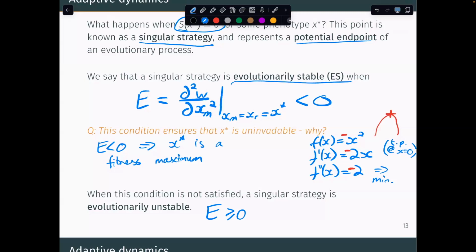Intuitively, we might expect that something that is evolutionarily stable would be an endpoint of evolution. Once you get there, you can't increase your fitness anymore. You're kind of stuck there. You're at the top of a mountain. You can't go any higher. If you have a case where something is evolutionarily unstable, that means you can increase your fitness. Potentially, you can increase your fitness by either increasing or decreasing your trait value because it's a fitness minimum at this point. So this tells me that this is probably not an endpoint to evolution, whereas this is.